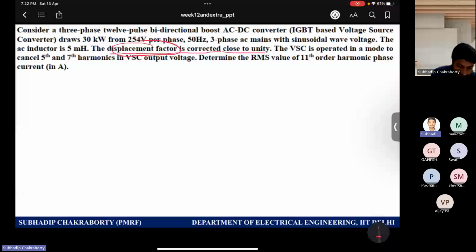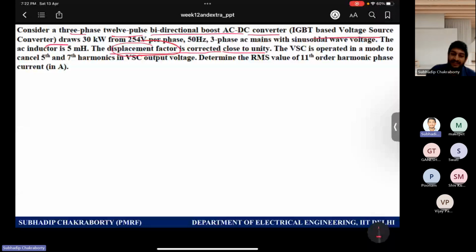Now, you have the 3-phase 12 pulse bidirectional boost AC-DC converter. So that is nothing but that AC to DC conversion stage. You have deployed bidirectional, means you have a converter sitting there, and not the diode bridge rectifier. You have the bidirectional switches, IGBT based. It is written IGBT based voltage source converter, and the load is given to you. And since in this kind of problem, I also told you that don't assume any kind of losses, because we are not given information about the losses.